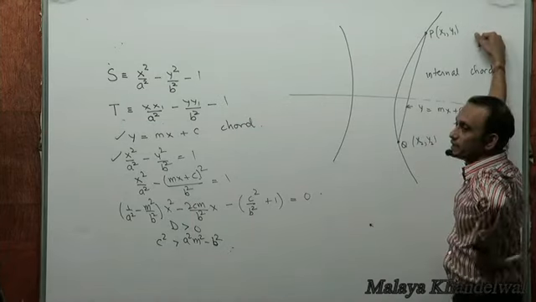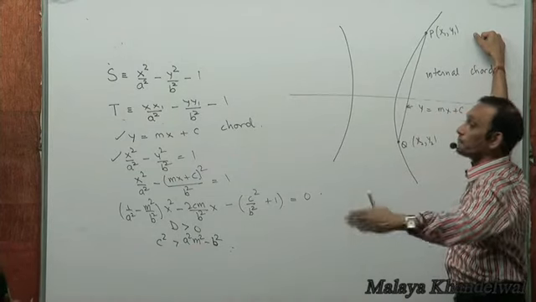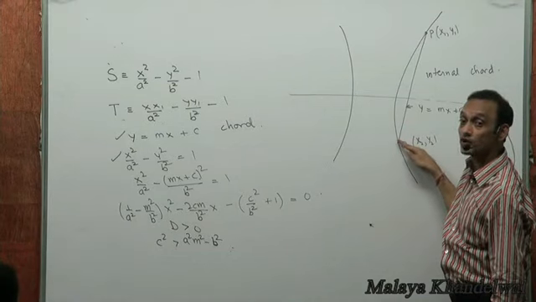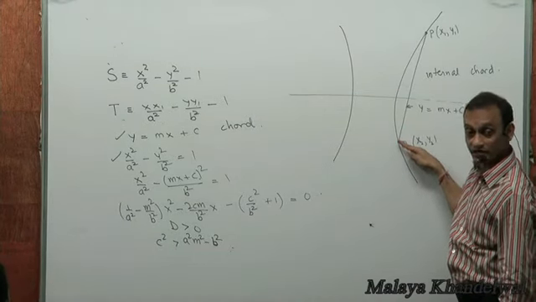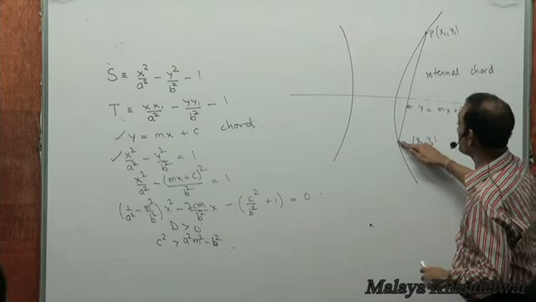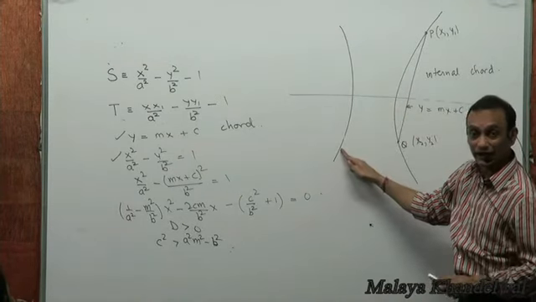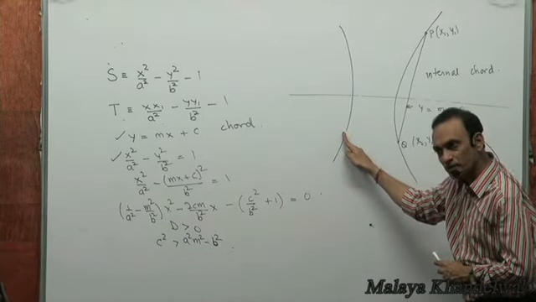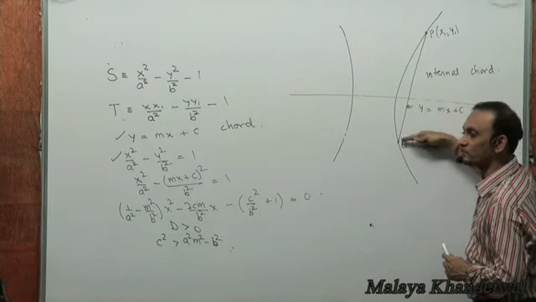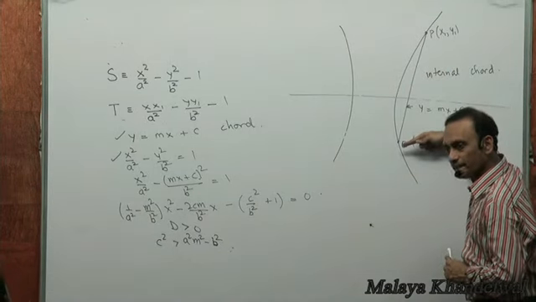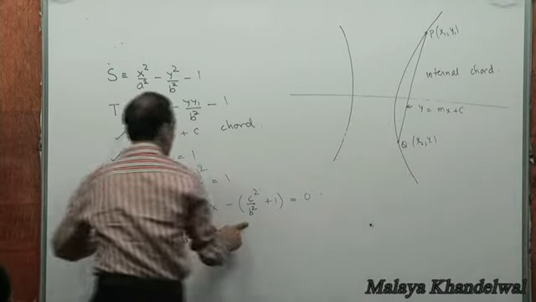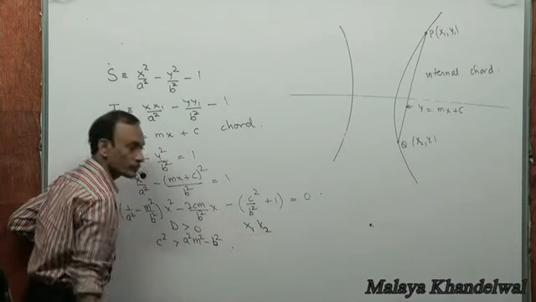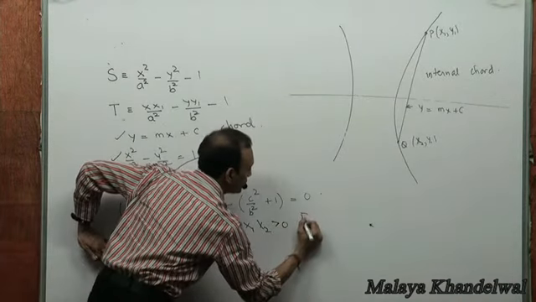When would this chord be an internal chord? Do you realize P and Q are such that x1 and x2 are of the same sign? You see that? x1 and x2 either must be both positive or, in this case, both negative. In this case x1 and x2 are both positive. So x1 and x2 are the roots of this quadratic. So we must have x1 x2 greater than 0 for an internal chord.